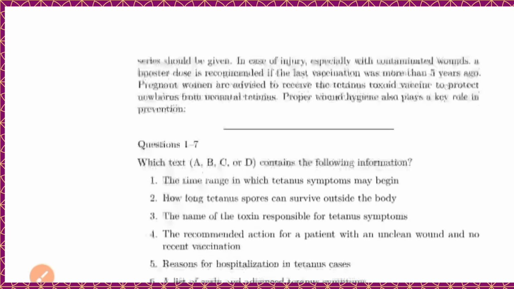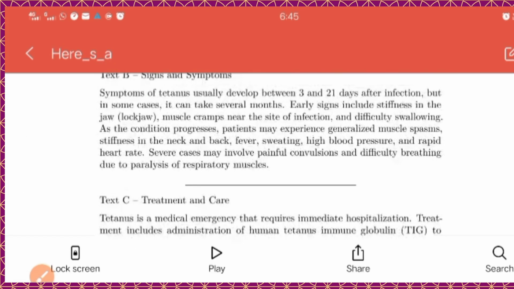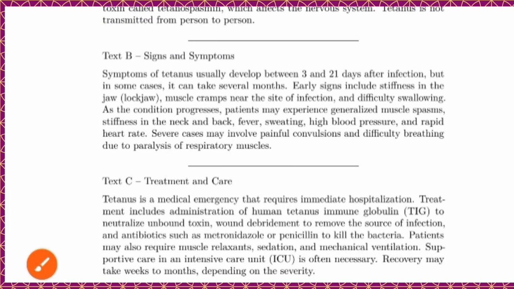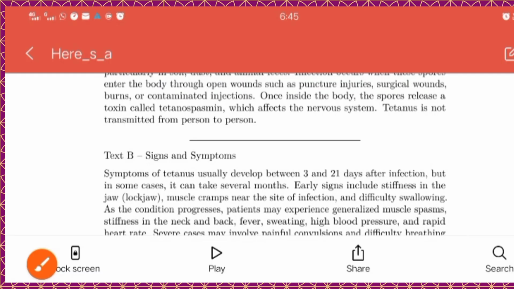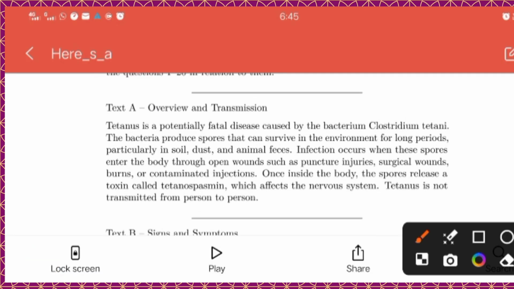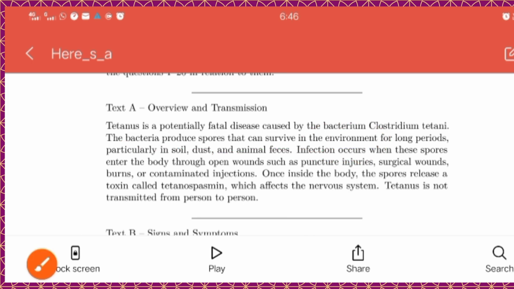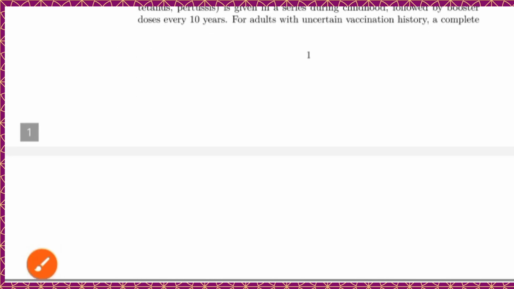So again we have to move toward text A. We have to find how long outside the body. Here they have mentioned the bacteria produce spores that survive in the environment. Outside means environment. This is a synonym for long-term period, particularly in soil, dust. All this information is given in text A. So the second question's answer is A.